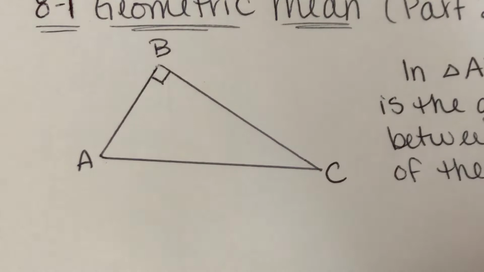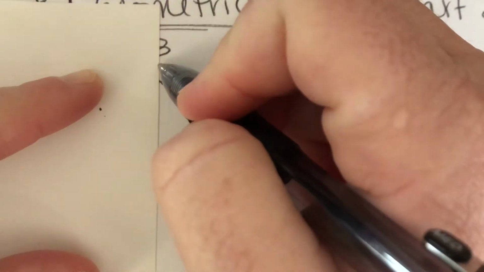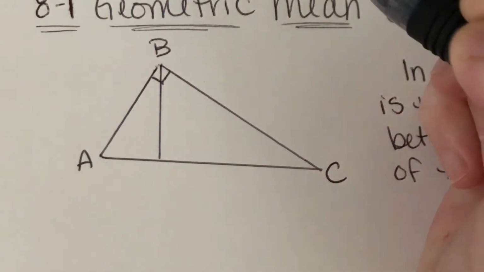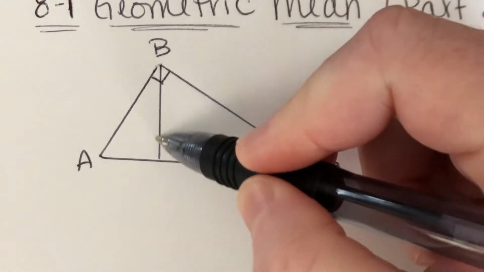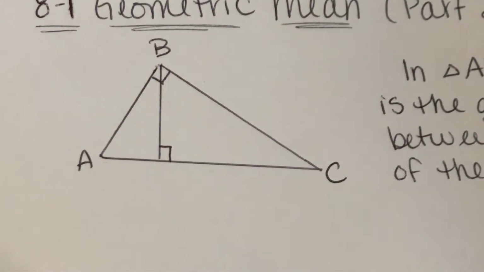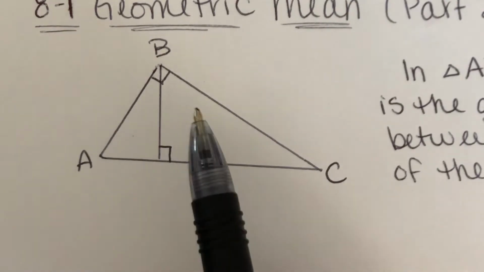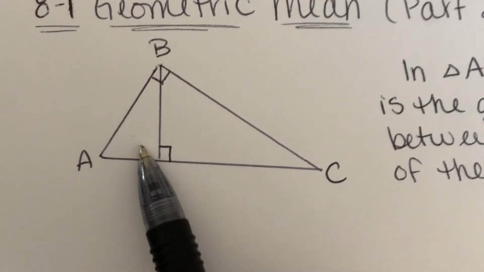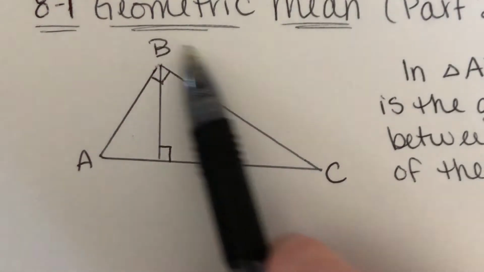Okay, so if I add what is called an altitude, which is the height of my triangle, it's a line that comes from the 90-degree angle and is perpendicular to the hypotenuse. So it forms a 90-degree angle here with the hypotenuse, right? Both sides are 90 degrees. What we've essentially done here is created two smaller right triangles. This is a right triangle, this is a right triangle, and they're similar to this big right triangle.